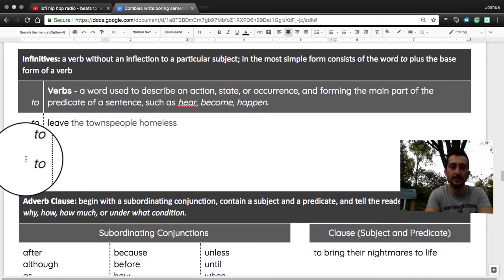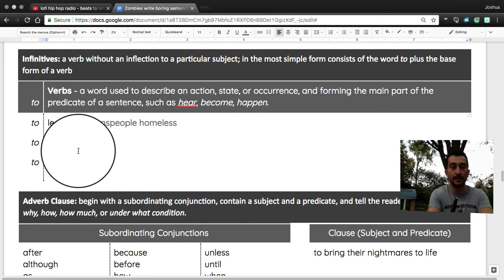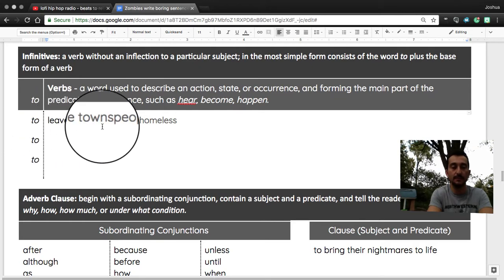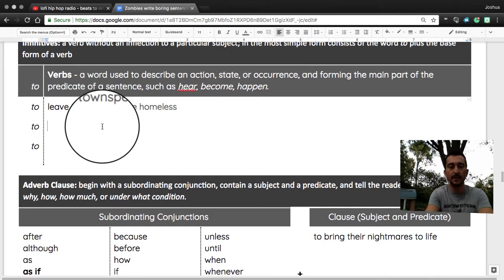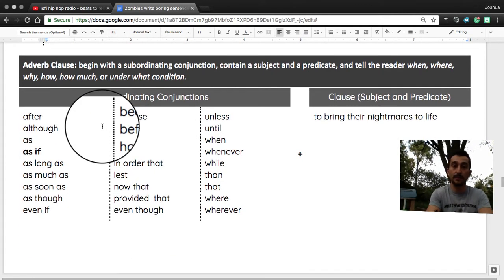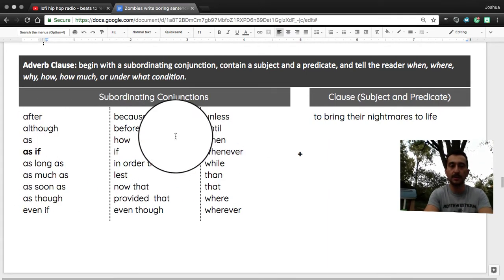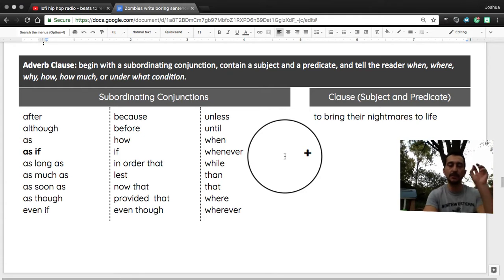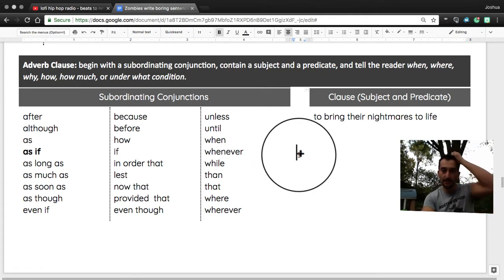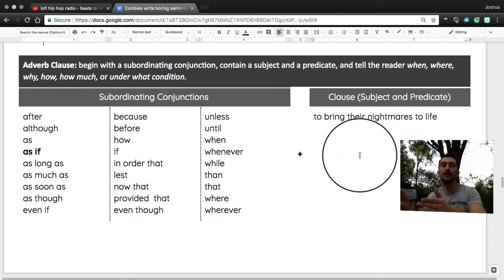Same way with infinitives. Really dissect that structure of an infinitive clause and come up with some other examples of infinitive clauses. This is the example from the sentence strips: to leave the townspeople homeless. As well as go over subordinating conjunctions. What is the structure in that? And we know that we have a subordinating conjunction. Here's lots of examples, and I would probably just give it to them and then have them see that the formula is to add a clause to that.